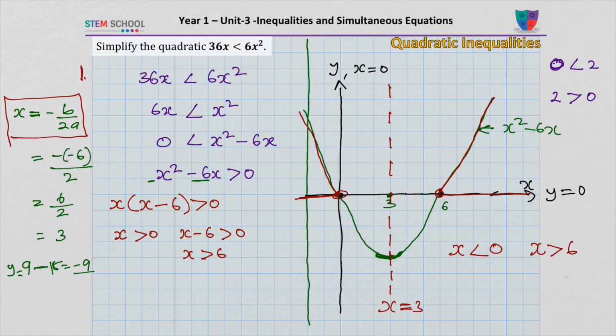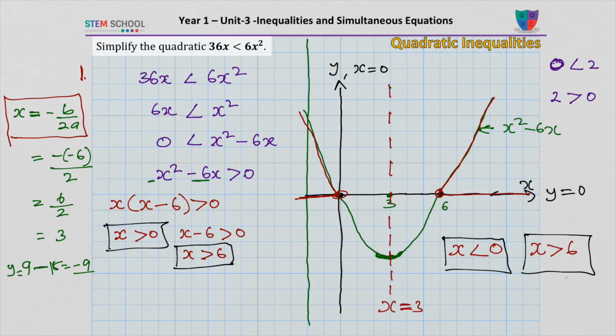So my solution is that it's greater than 0 at x less than 0 and x greater than 6. So we got the x is greater than 6 here. But the confusion with this was the fact that we've got greater than 0. It's actually x less than 0, or x less than 0 or greater than 6.